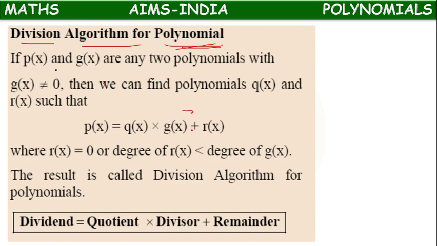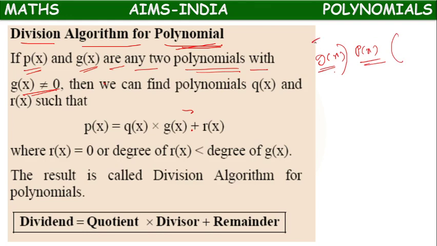So here, suppose p of x and g of x are any two polynomials with g of x not equal to 0. We are dividing p of x by g of x, where g of x is not equal to 0. Why? Because division by 0 is not defined. Division by 0 does not exist.